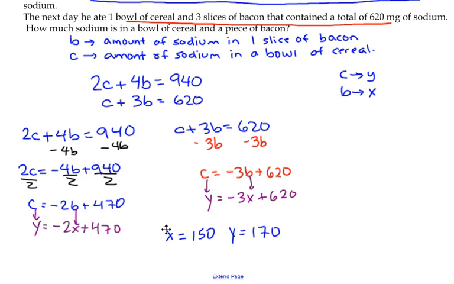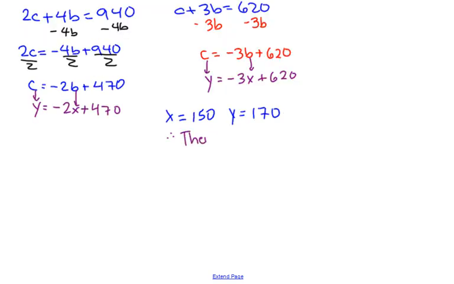Bacon. Was bacon our x? Yes. So that's our solution. And this one keeps going to the origin. No, it just looks like that, but it gives you the right solution. Okay, so look where this was. X was the bacon. So therefore, there is 150 milligrams of sodium in one slice of bacon.